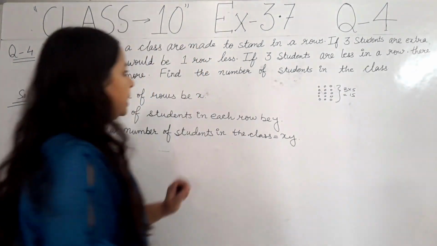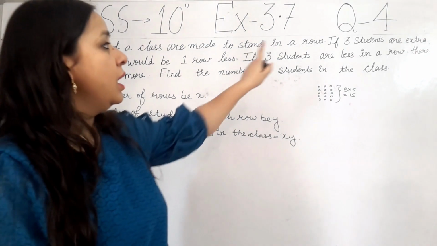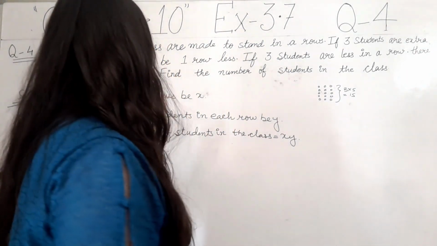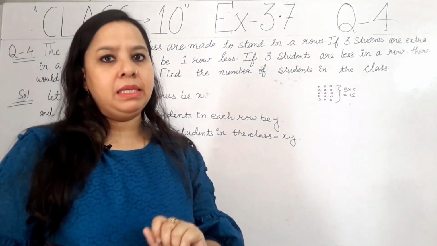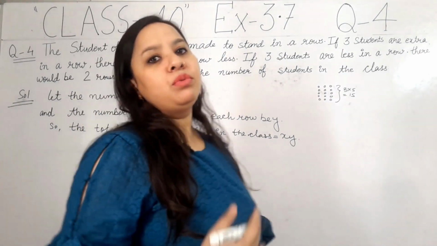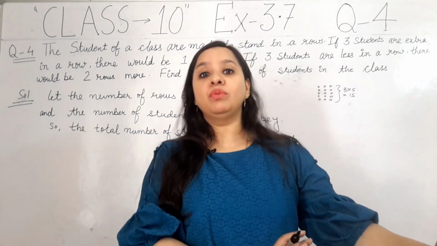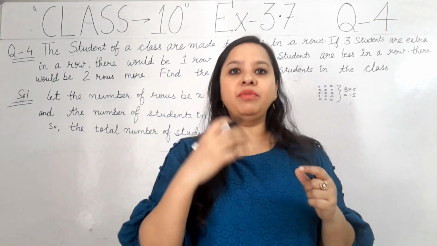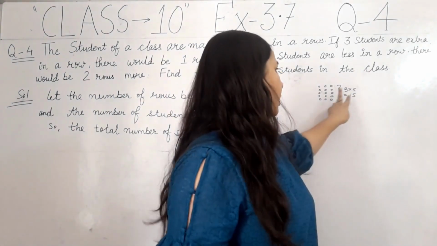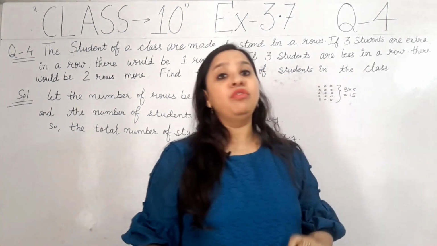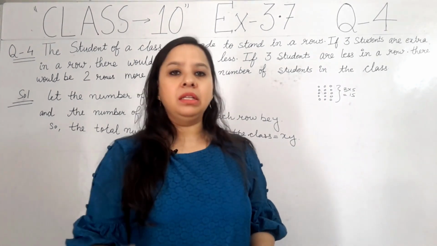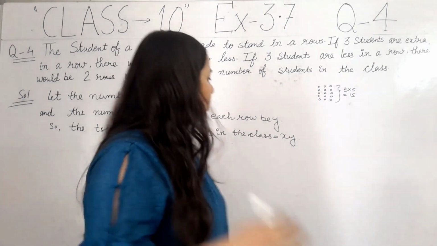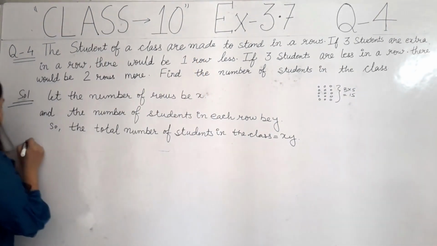Okay, now we'll read the question. In the question it is given that if we take 3 students extra in a row, then the number of rows would be 1 less. भाई अगर आपने नंबर ऑफ स्टूडेंट्स को इंक्रीज कर दिया रोज में, टोटल नंबर ऑफ स्टूडेंट्स अभी सेम ही है ना, तो नंबर ऑफ रोज भी रिड्यूस हो जाएंगी ना, है ना. तो इसी वजह से यहाँ पे अकॉर्डिंग टू क्वेश्चन हम इक्वेशन बनाते हैं.